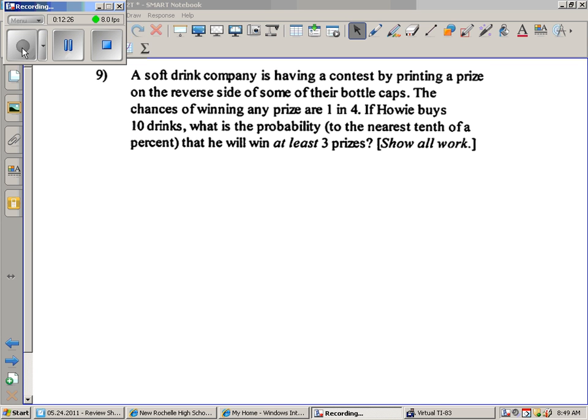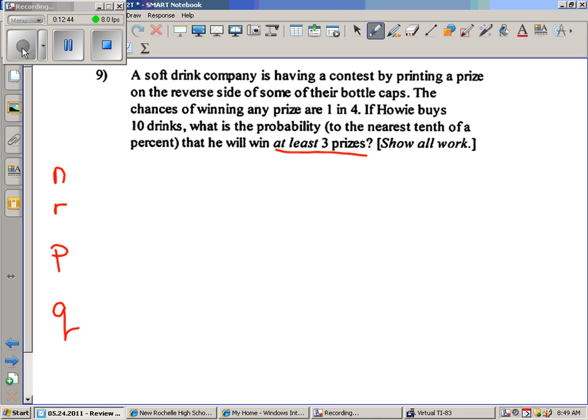Okay, so let's do this one. A soft drink company is having a contest by printing a prize on the reverse side of some of their bottle caps. The chances of winning any prize are 1 in 4. Howie buys 10 drinks. What's the probability to the nearest tenth that he's going to win at least 3 of the prizes? So the best thing you can do is fill this out. N, R, P, and Q. How many drinks is this man buying? 10. And now here's the tricky part. He's going to win at least 3 prizes. So that's 3.